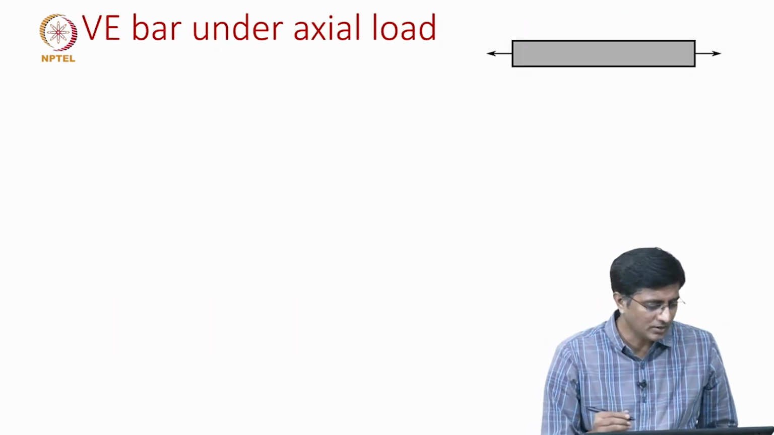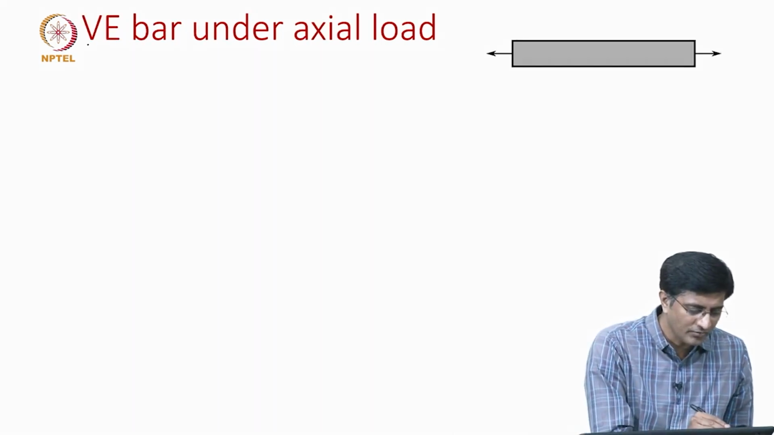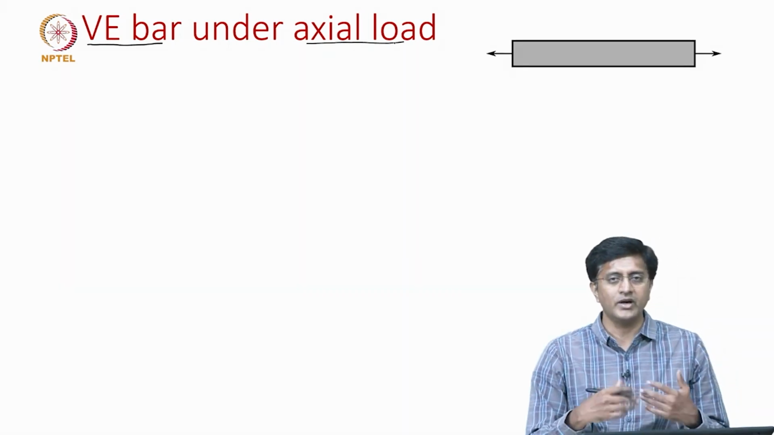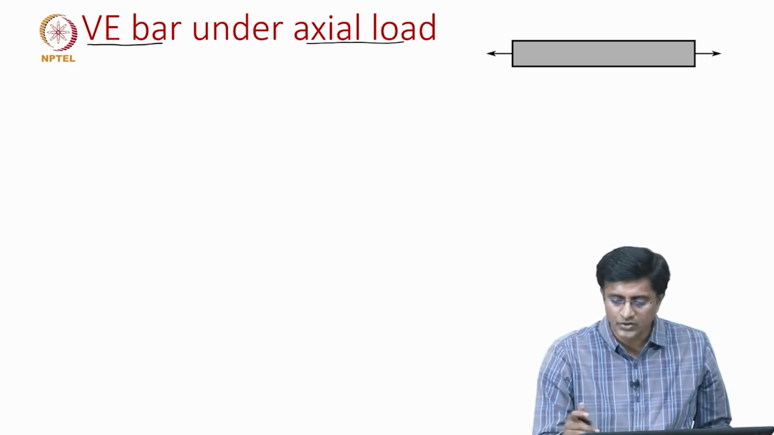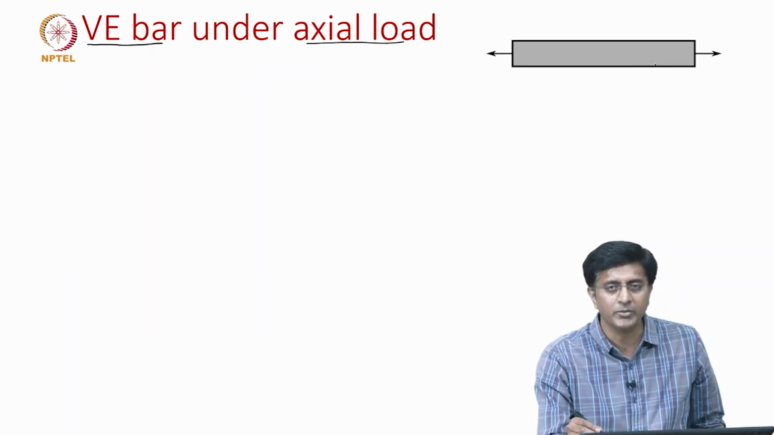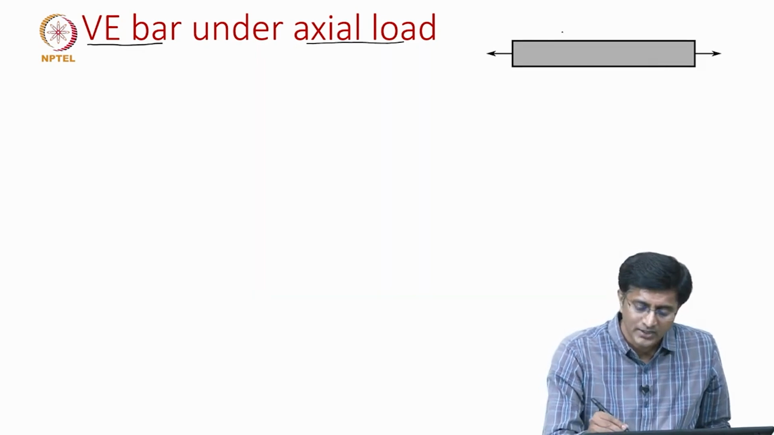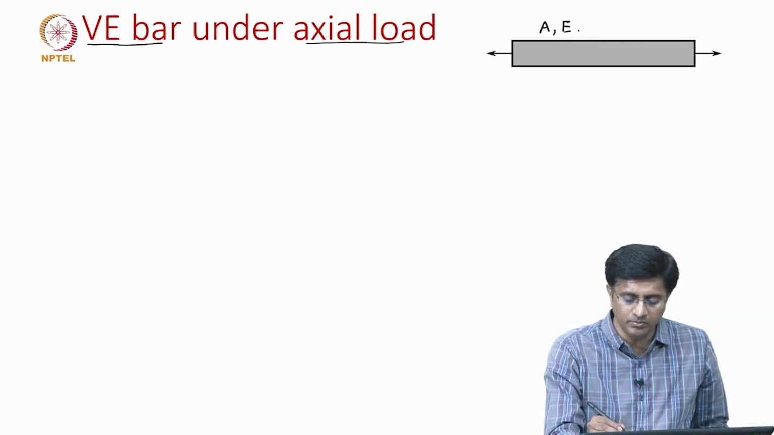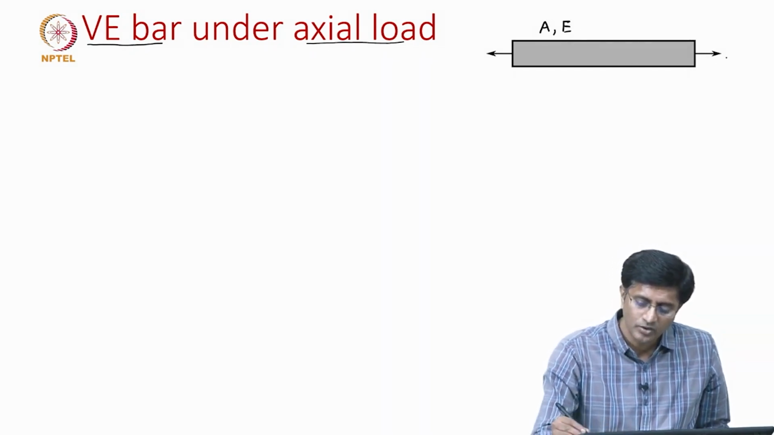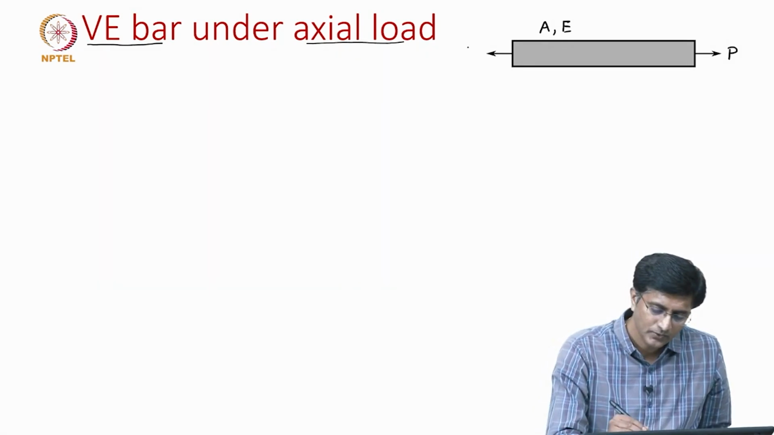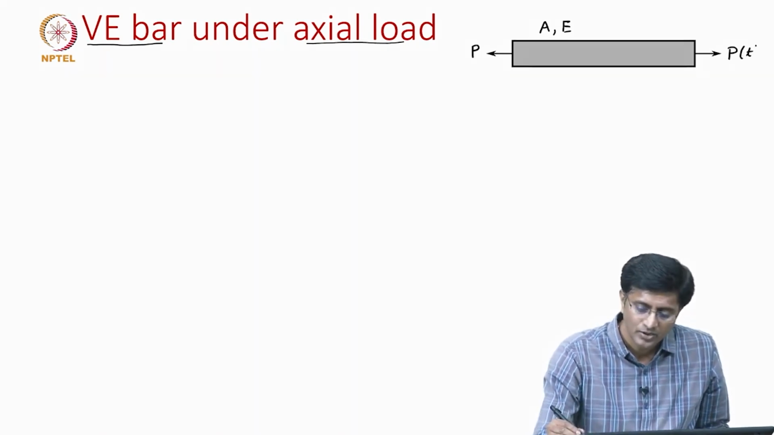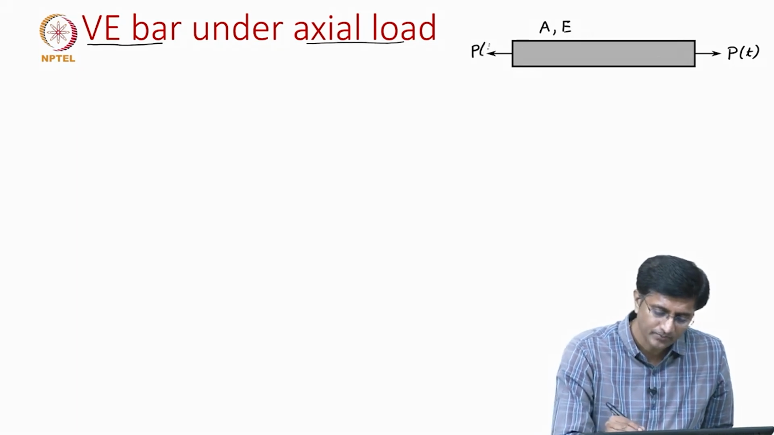So, let us start by looking at a viscoelastic bar: if we apply an axial load, how can we find the solutions? Here is the bar, and we are applying a uniaxial load. Let us say this bar has cross section A and the material's modulus is E. We apply a load P, and let us assume that this is a time varying load, so we will write it as P of t.